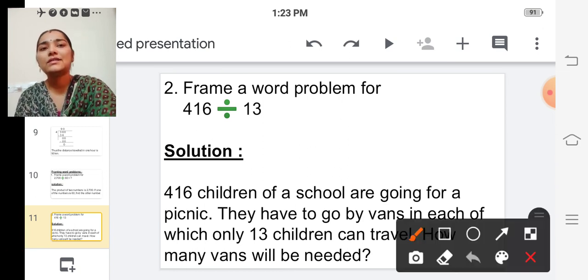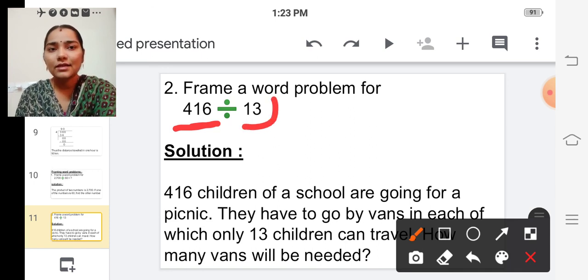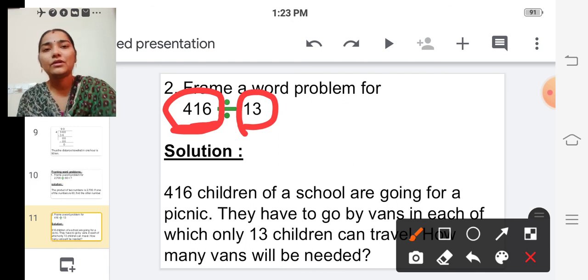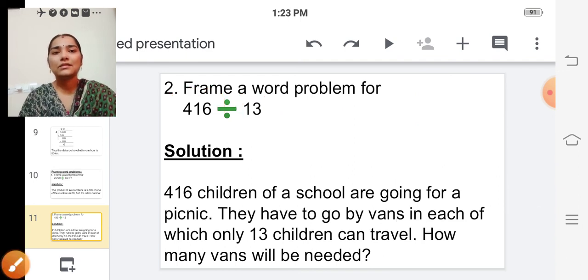So 416 students are going for a picnic. They are going by van. In one van, 13 children will be allowed. Then how many vans will be needed for these 416 children? For that we have to divide 416 by 13. Is it clear, children? Have you all understood?